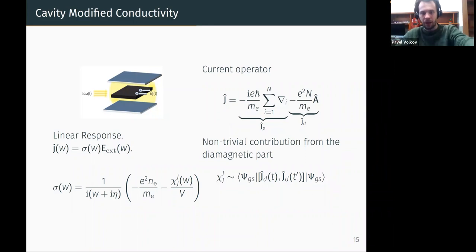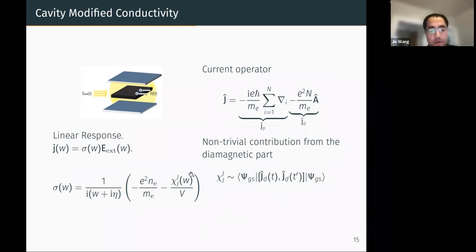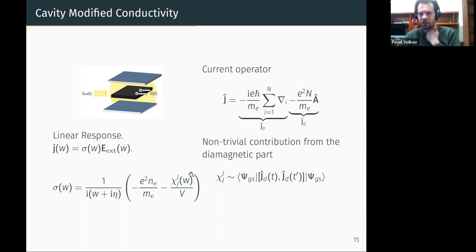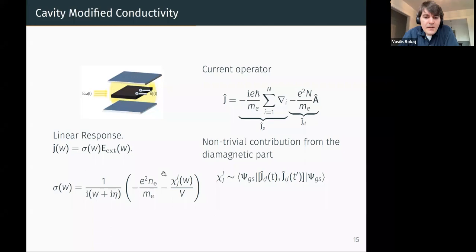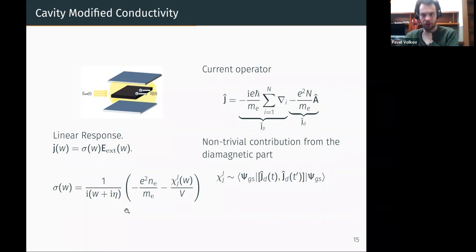Is that the first term in the bracket or not? In which bracket? In the lower left formula for sigma of omega. You mean the n over m? Yeah, n over m. Is it just because you have the A squared coupling to the vector potential? What is n over m? Yeah, you have e squared n over m, the first term on the lower left. Yes, this is the Drude part. This just comes from the total current in the system. When you apply the electric field, it's just the expectation value of the current with respect to the external electric field.